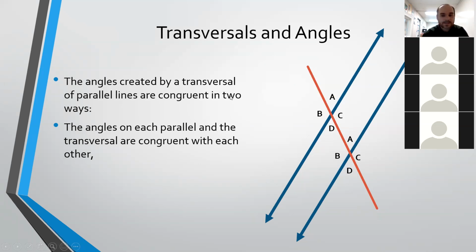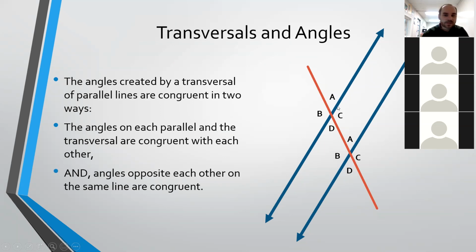The other way that these angles are congruent is that the opposite angles within each parallel are congruent with each other. So what that means is that A and D are congruent and B and C are congruent. And same thing here. So really what you get is just 2 different angles, A and B, repeated 4 times each. So this angle is congruent with this angle, is congruent with this angle, is congruent with this angle, and then B's are all congruent as well.